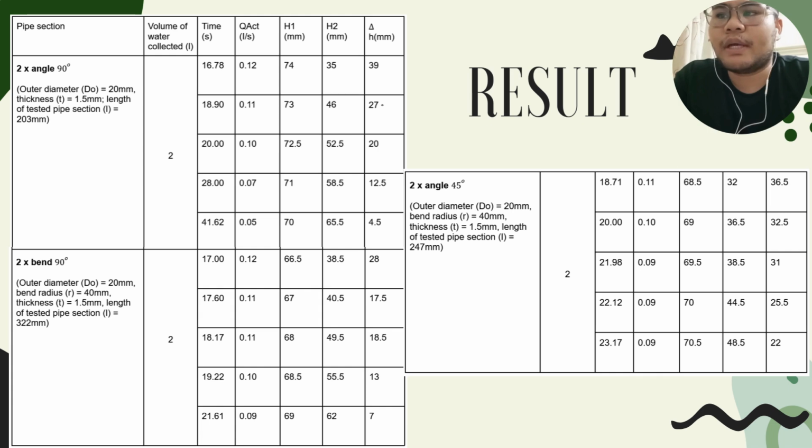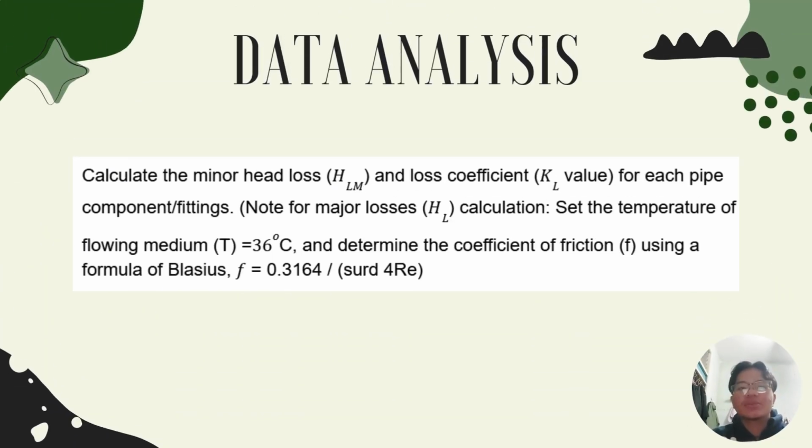Lastly, for the pipe sections 2 times angle 90 degree, 2 times bend 90 degree and 2 times angle 45 degree, we also use 2 liters of volume of water collected, and then we record the time to find Q, which is volume of water collected over time, and then we record the inlet flow pressure H1 and outlet flow pressure H2 to find the difference between inlet and outlet flow pressure. For the data analysis, we need to calculate the minor head loss, which is HLM, and the loss coefficient, which is KL, for each pipe component or fitting.